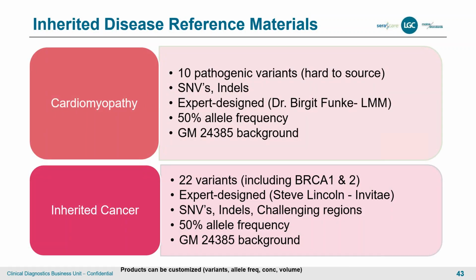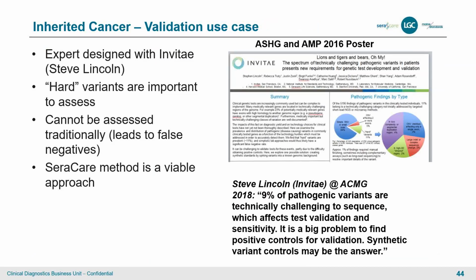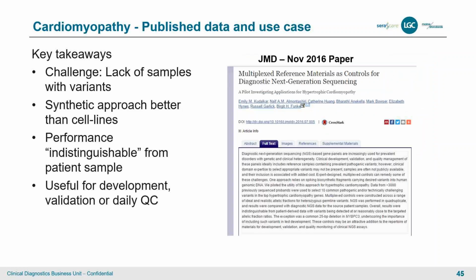Obviously now switching gears to inherited disease, we apply the same concept that we talked about in the tumor profiling. The only difference with these inherited is we blend them at a 50% frequency, whether it be inherited cancer with the BRCA variants or cardiomyopathy. Again, some powerful data from people that have used the product, and you can see on the right side the quotes from a customer.